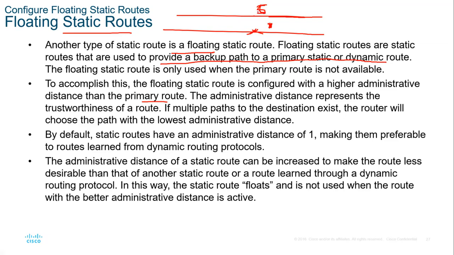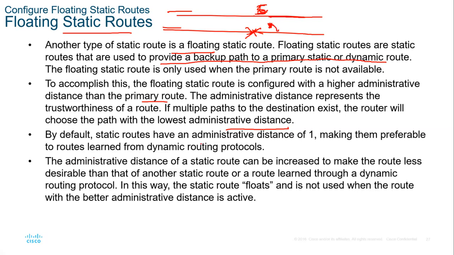Because if you leave it at the default, it's going to end up causing what you call load balancing, where some packets go on this and other packets go on this. But if you change the administrative distance to 5, then it means that this is the trusted route. But in case this one here is down, then this one comes up. So the administrative distance represents the trustworthiness of the route. If multiple paths to the destination exist, the router will choose the path with the lowest administrative distance, as you can see here. The primary is the one with 1, and then the backup is the 5.